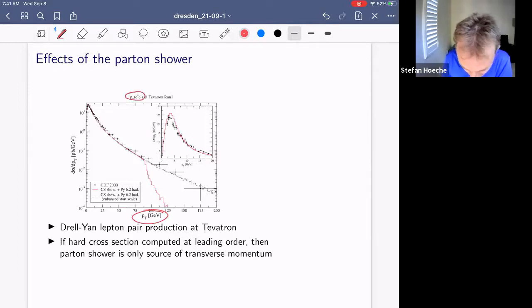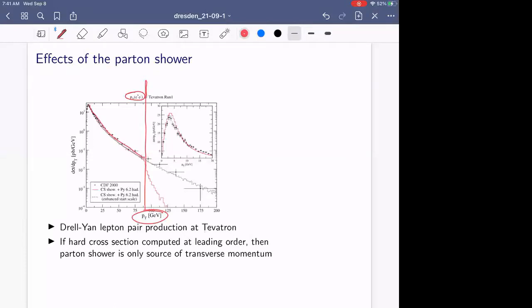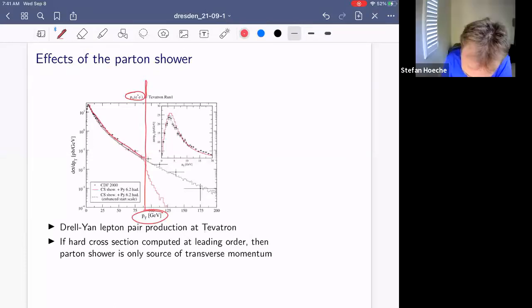And we find that the Parton shower, also in this case, doesn't describe the distribution so well, but it describes it fairly well up to a certain point. So anybody an idea what this point is? Is it the Z mass? Yes, precisely. Thank you very much.